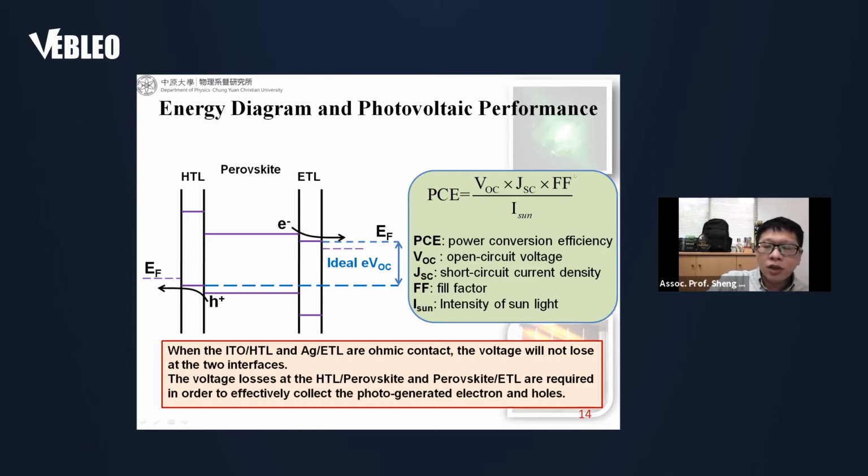Okay, so we can use this equation to calculate the power conversion efficiency. So the voltage loss becomes very important. It means that we need to try to minimize the voltage loss.